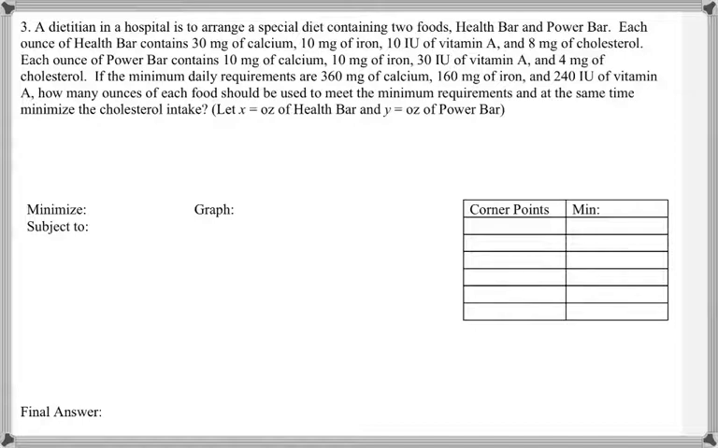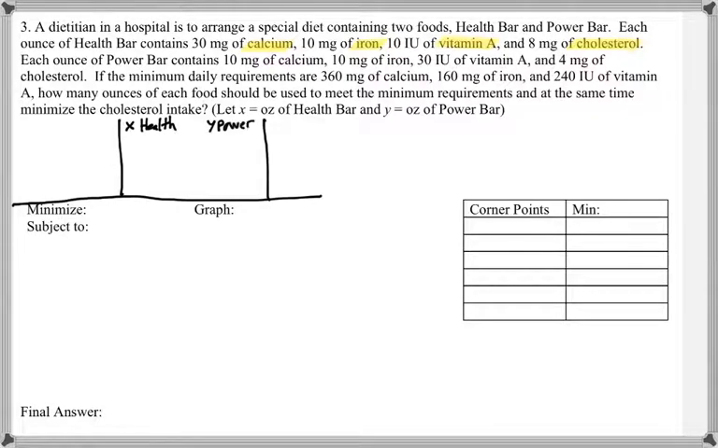So we have a lot of different types of information here. We have calcium, iron, vitamin A, and cholesterol. So let's organize this in a table. So X is Health Bar, and Y is Power Bar. And we have calcium, iron, vitamin A, and cholesterol.